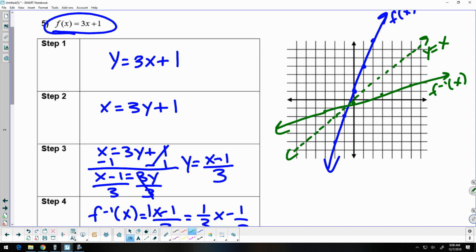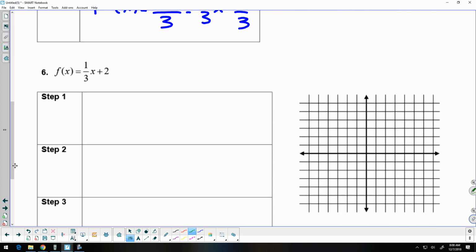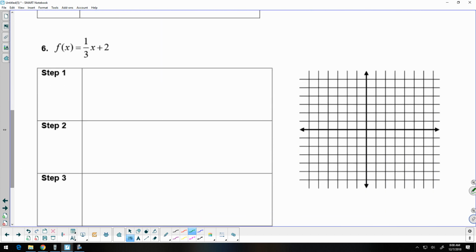Okay, pretty neat. But moving on to the next one. Same steps here. Again, I'm just going to graph the original one. So I'll go back to my first color. I'm starting at positive 2 on the y, and then from here going up 1, right 3, and also going down 1 to the left 3.